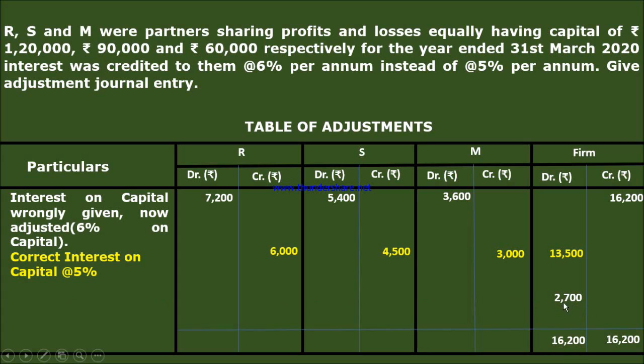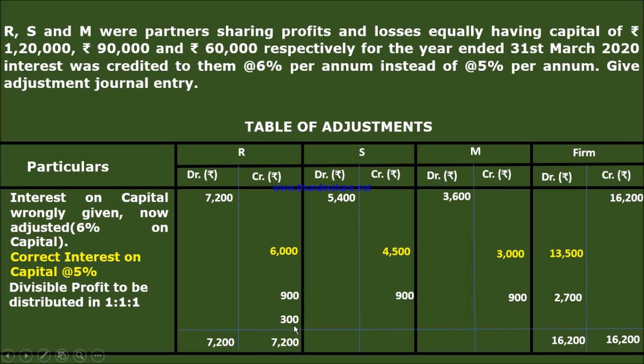This is known as the divisible profit and we have to divide it among them equally. So divisible profit to be distributed in 1:1:1. If 2,700 has to be divided among three people, then all will get 900 rupees each: 900, 900 and 900. So our initial phase is over. Now we have to find the balance. This debit side is greater, 7,200, write that same figure here. And the balance will be 300.